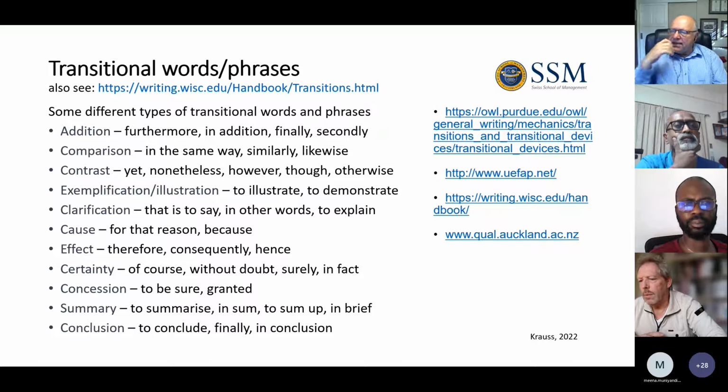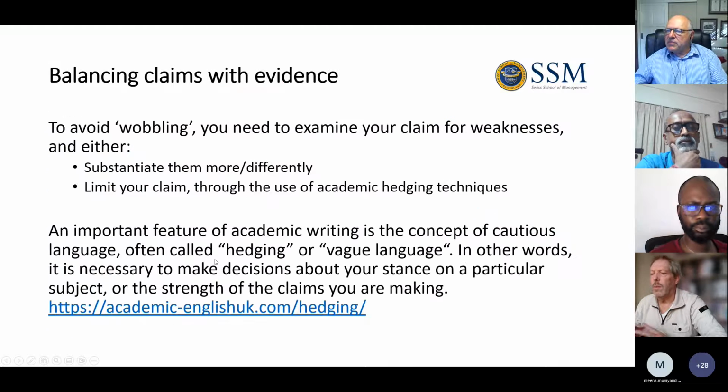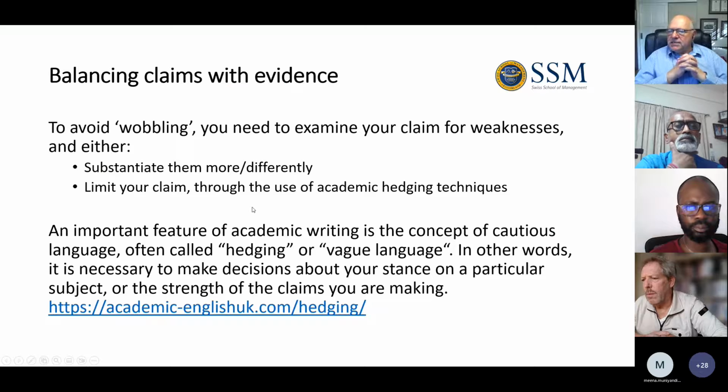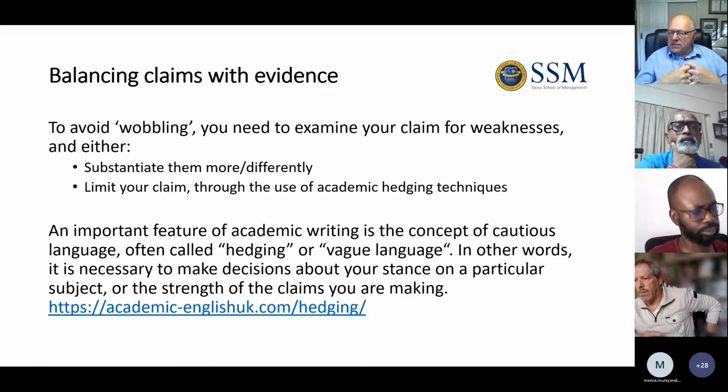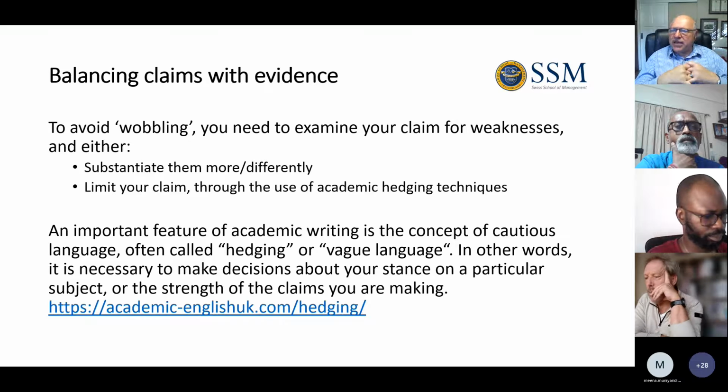As you can see on this slide, there are even more words, and there's a very good source here, this Purdue University link. You'll find a lot more words, but furthermore, in addition, you can have a look at these additional words. And then you have to balance your claims with evidence. Otherwise, we talk about wobbling. You need to examine your claims for weaknesses and substantiate them maybe differently, or try to limit your claim.